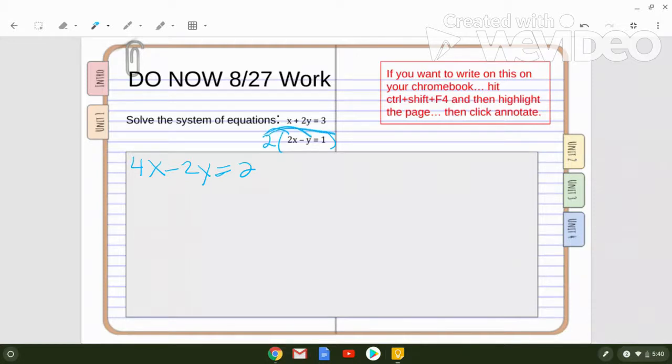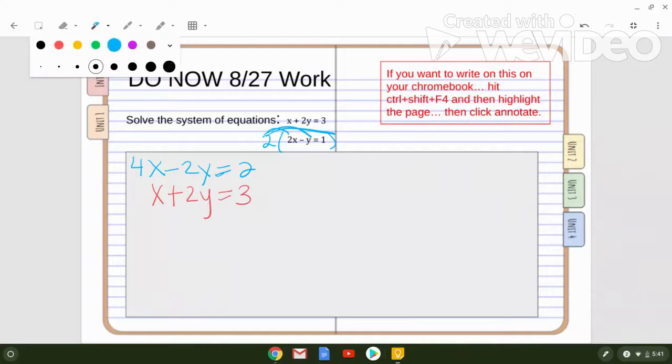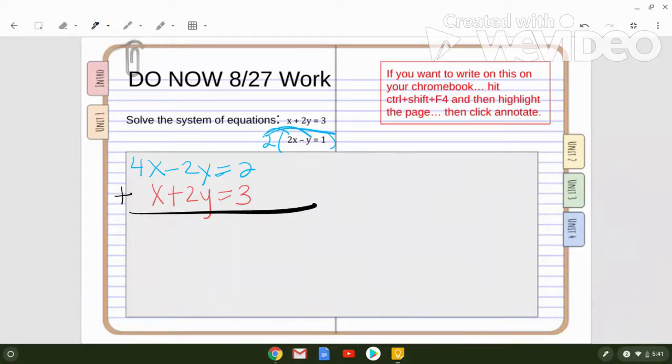So now we're going to write the bottom equation underneath it. The bottom equation was 1x plus 2y equals 3. Okay, let's go ahead and add these together. Well, what's 4x plus x? That's going to be 5x. What's negative 2y plus 2y? That's 0, so we're not going to write it. Equals, and then what's 3 plus 2? 5. Now we just solve.